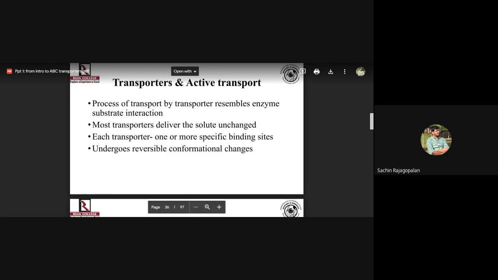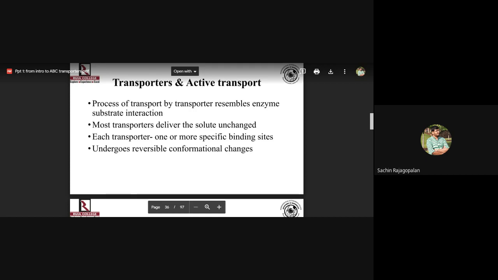Now you need to understand that when we say the transporter is specific for a solute, it can have multiple binding sites. When I say multiple binding sites, for the same solute, a single transporter can have two binding sites, three binding sites, four binding sites, and so on. Which means that at a time, the transporter will be able to transport that many molecules of that solute.